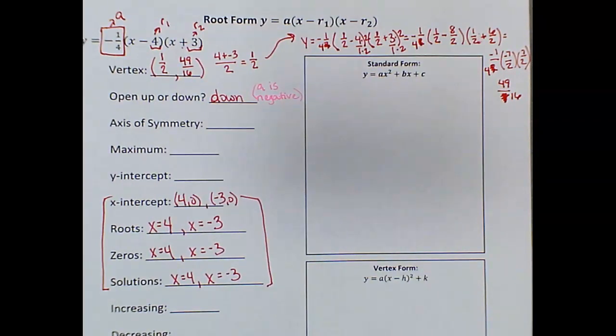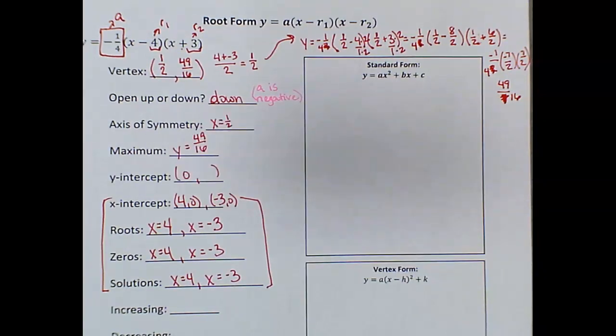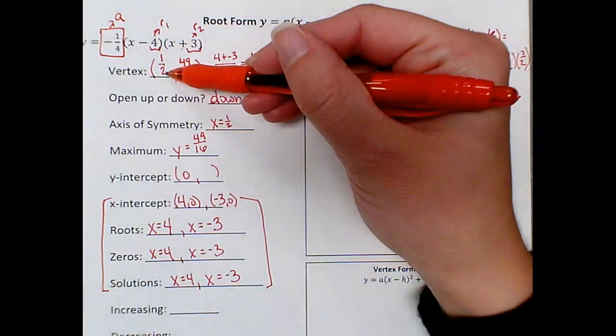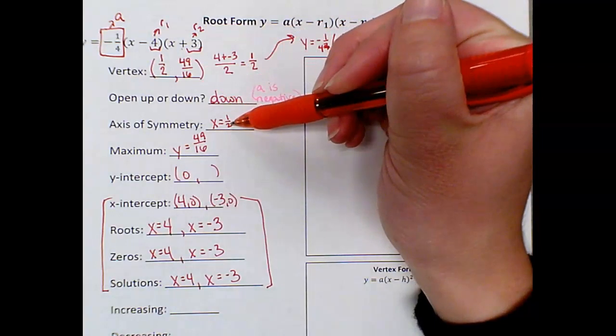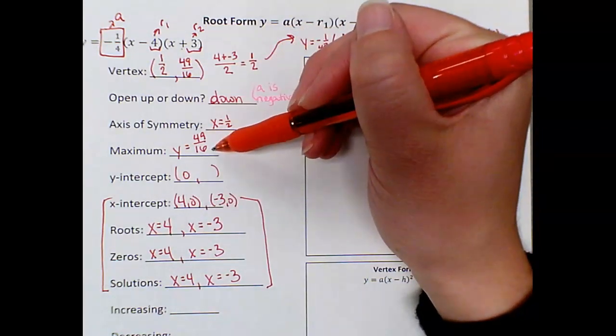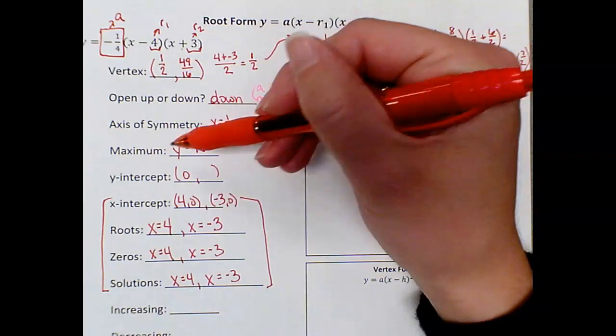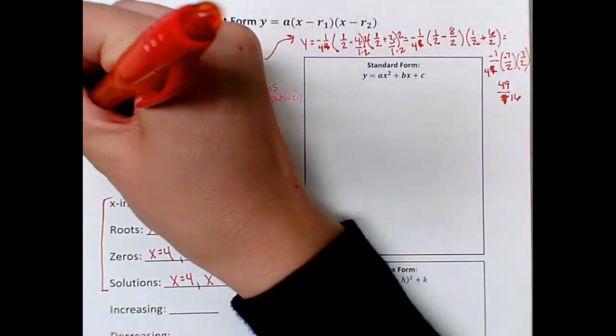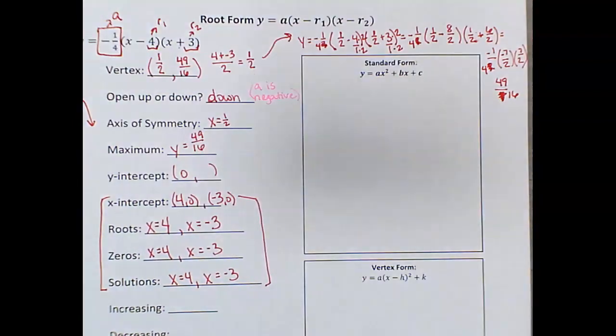I'll give you a moment to pause your video and try to come up with the axis of symmetry, the maximum, and the y-intercept. Pause your video and try it out. Your axis of symmetry and your maximum come from the vertex. It doesn't matter that they're fractions and not numbers that you might be comfortable with. They still appear in your axis of symmetry, x equals 1/2, and your maximum value, y equals 49/16. And I know it's a maximum value because my graph is supposed to open down. So if it opens down, that vertex is at the top and it is a maximum.